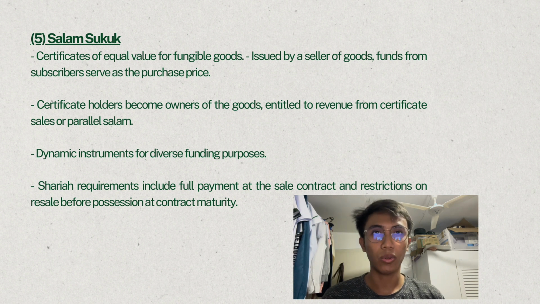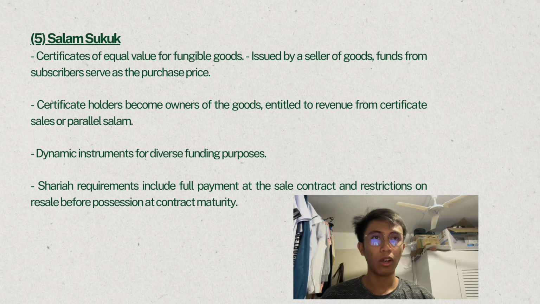Next is salam sukuk. Salam sukuk are certificates of equal value for fungible goods. It is issued by a seller of goods and funds from subscribers serve as the purchase price. Certificate holders of salam sukuk become owners of the goods and are entitled to proceeds from certificate sales or parallel salam. These are dynamic instruments for diverse funding purposes. Sharia requirements include full payment at the sale contract and restrictions on resale before possession at contract maturity.